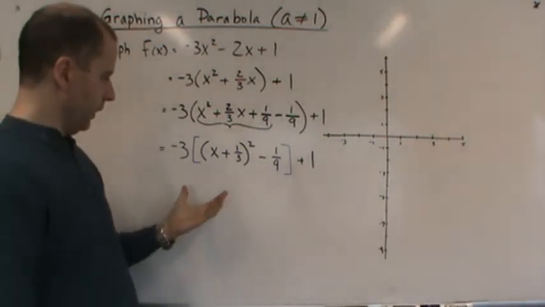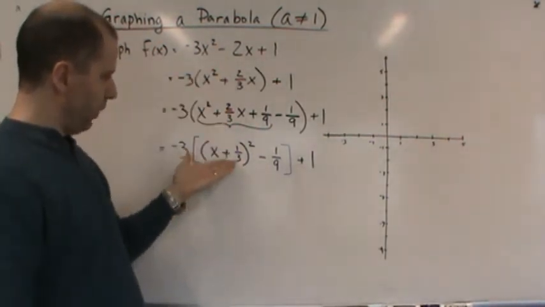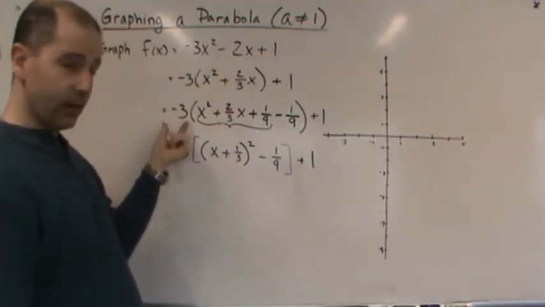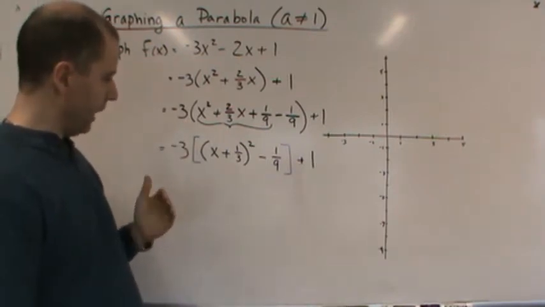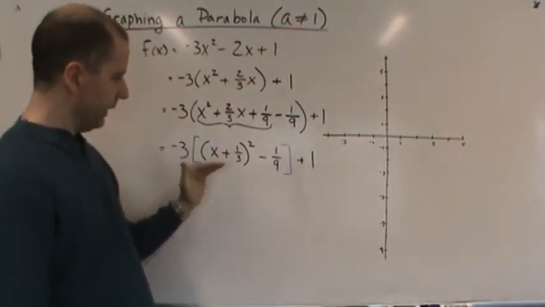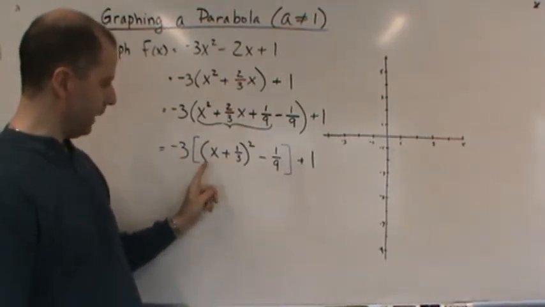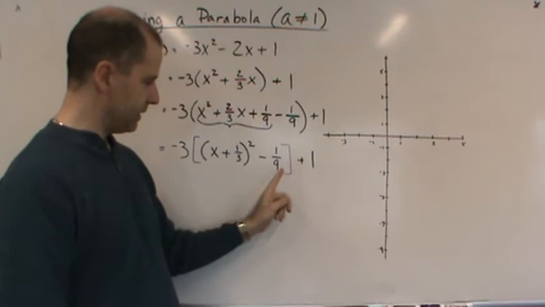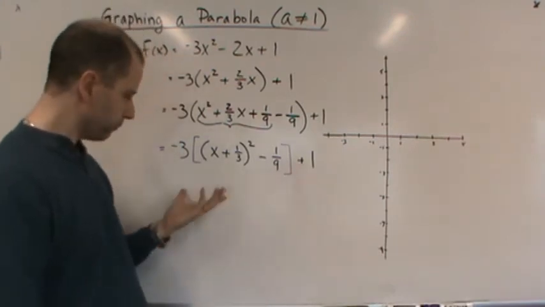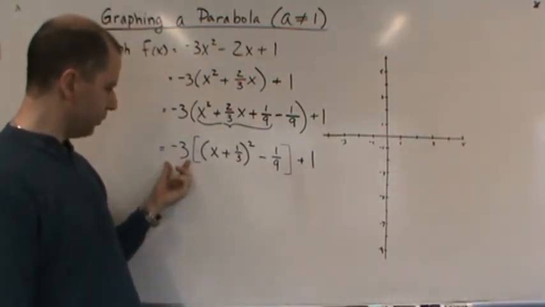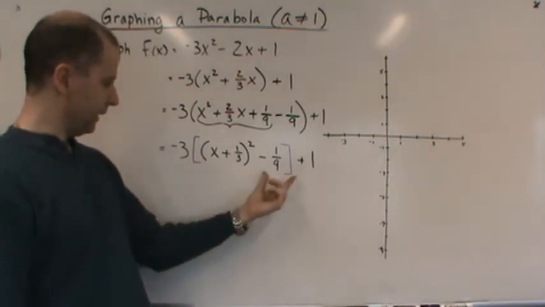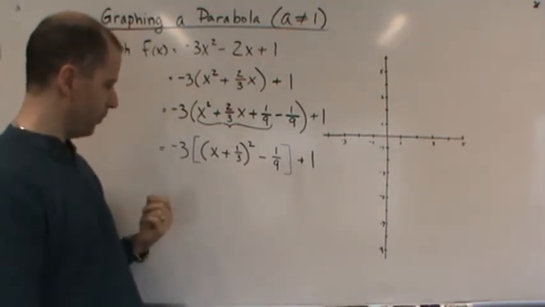Now, up to this point, the only difference that we've done is we factored out the negative 3. Okay, now, because we have this negative 3 out here, we cannot just add these together, right, like we did before. Because this negative 3 is affecting what's in parentheses. Okay?